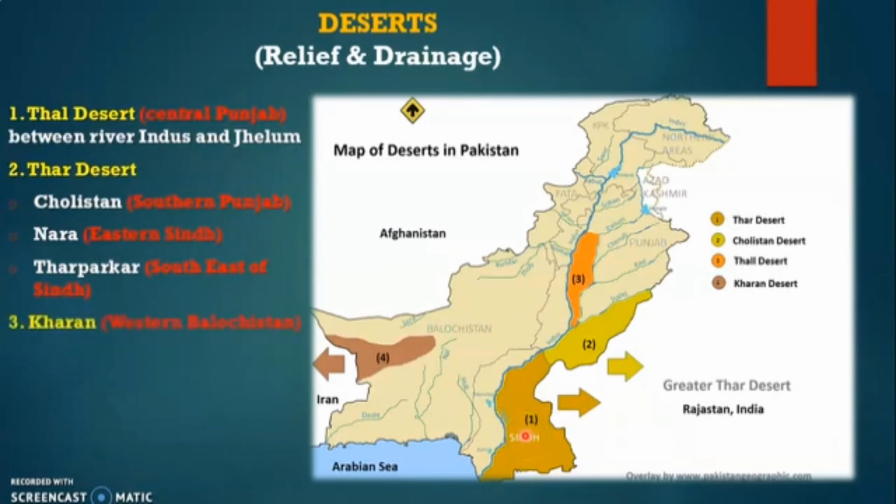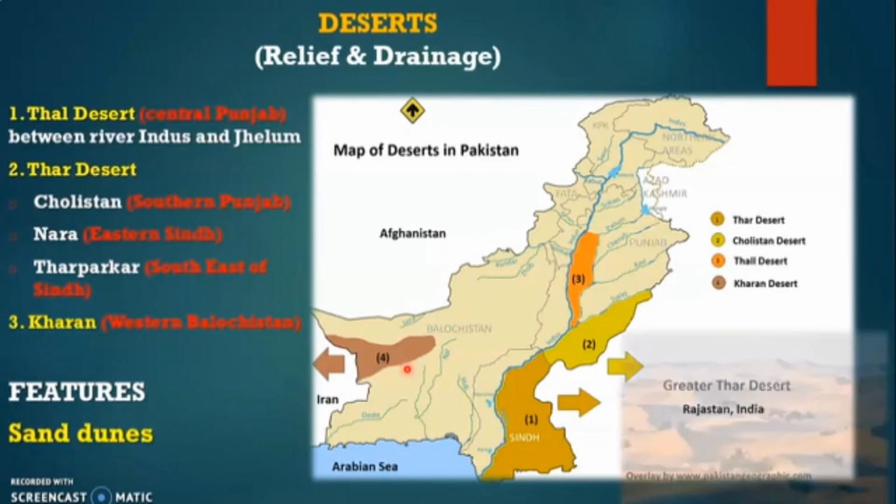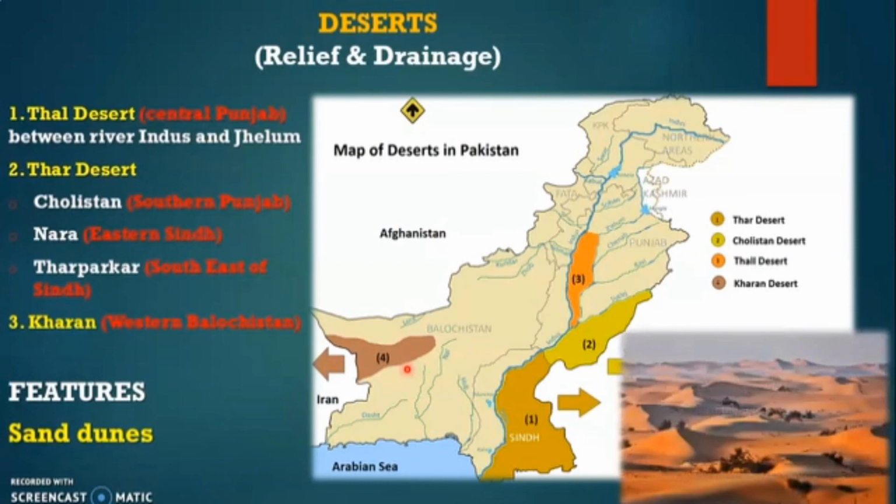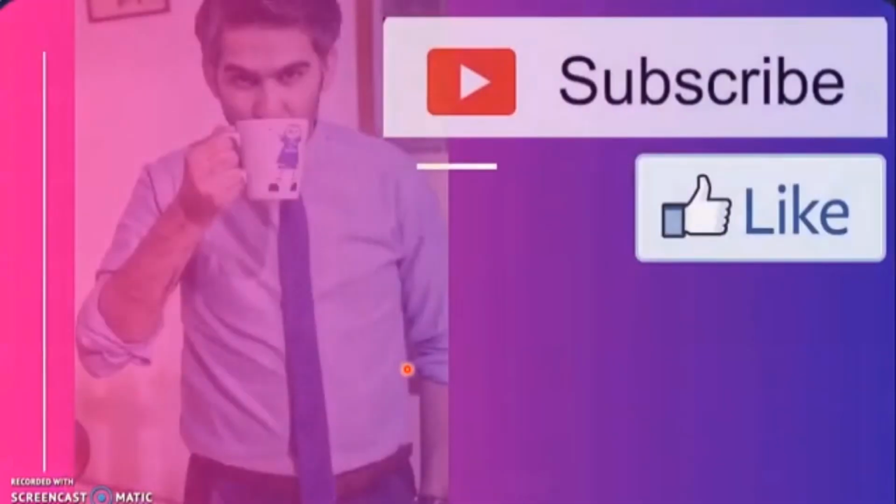Then we have Kharan, which is in western Balochistan. And if we talk about the features of the deserts, because if we talk about drainage, then we know that deserts have very low rainfall. We are not saying that there is no rainfall over there, but a very low rainfall. The features over here are the sand dunes, and this is how they look. So this is it related with the locations and the drainage of all the regions we have. And these regions are basically the topographic regions of Pakistan.